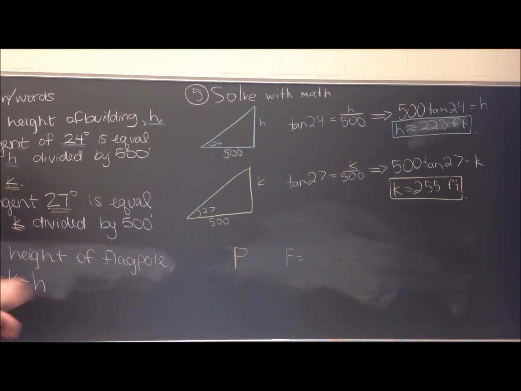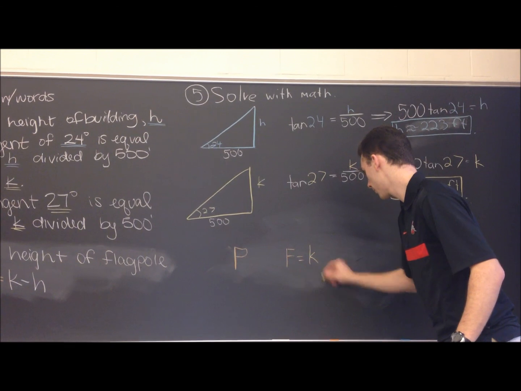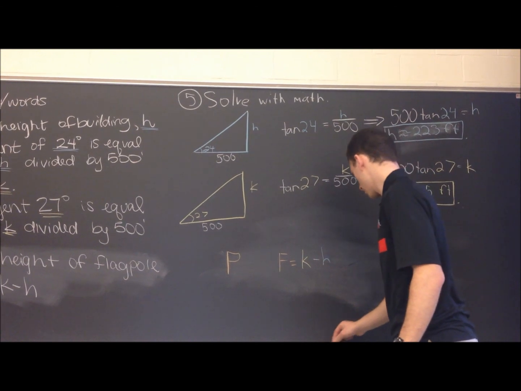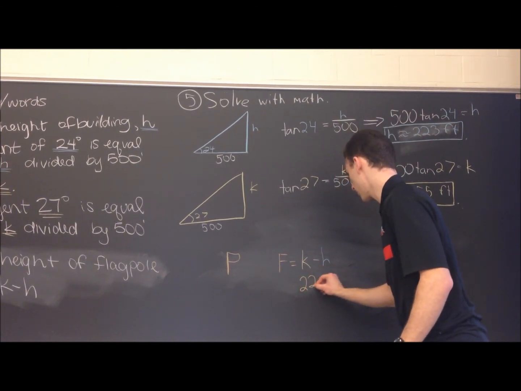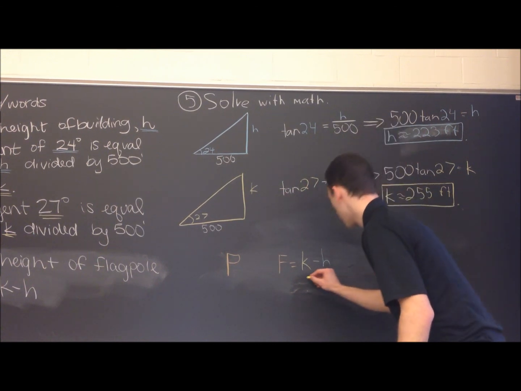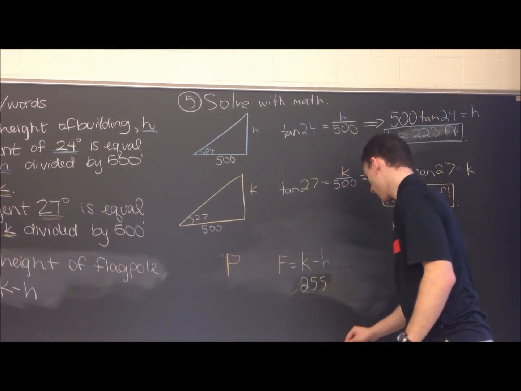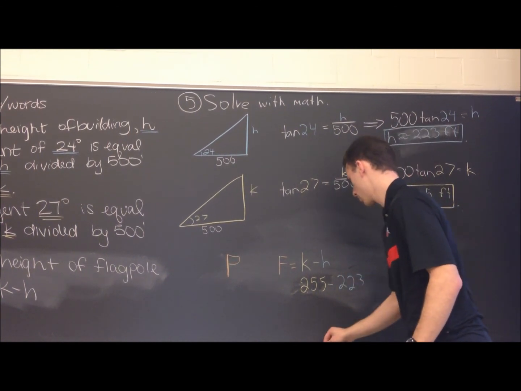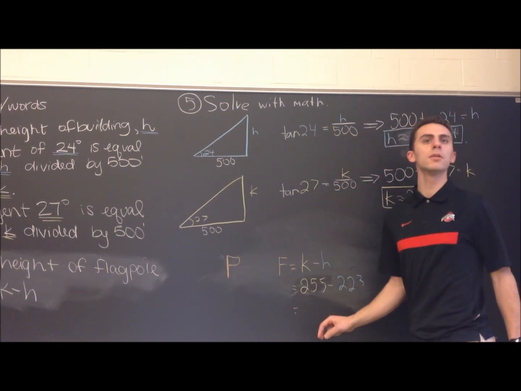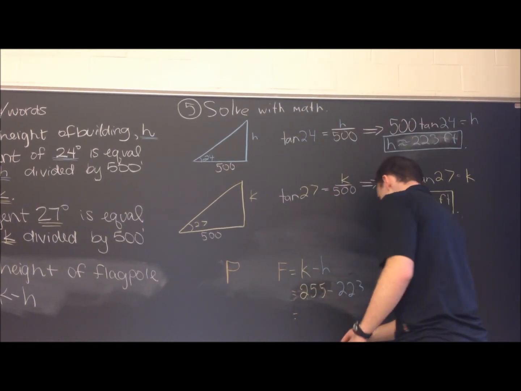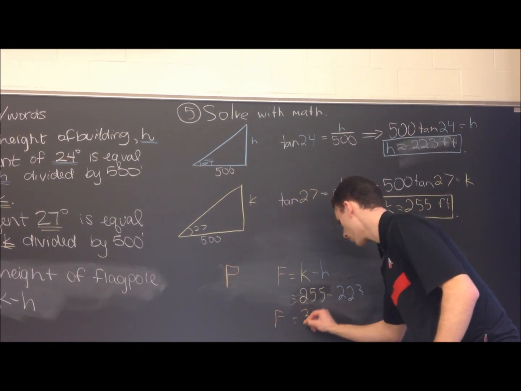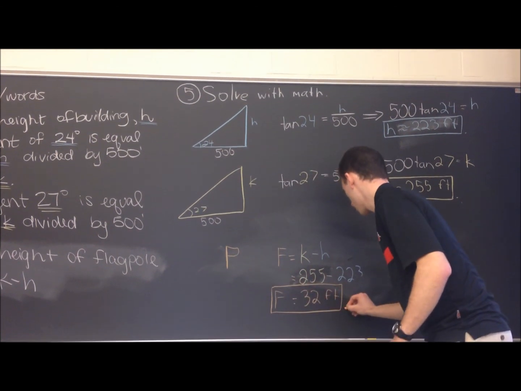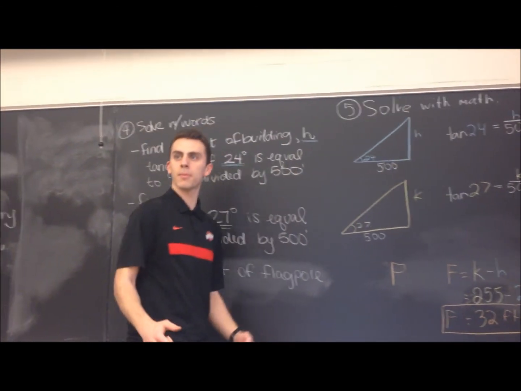So now, f is going to equal our k minus h, which is going to equal 255 minus 223. What's that going to equal? 32. 32 feet, yep. So f is going to equal 32 feet. And with that, we've completed the problem. Good job, guys.